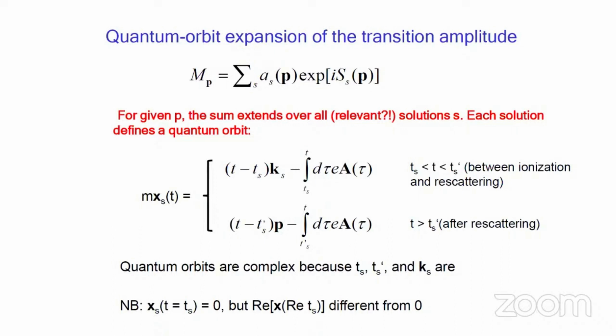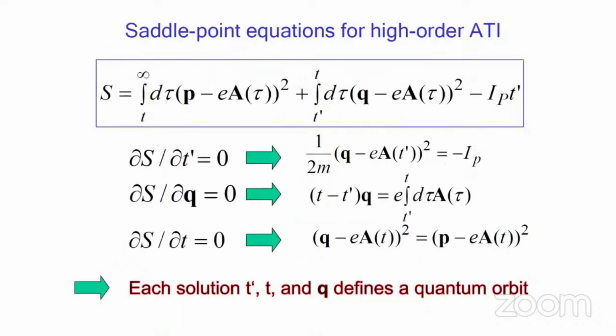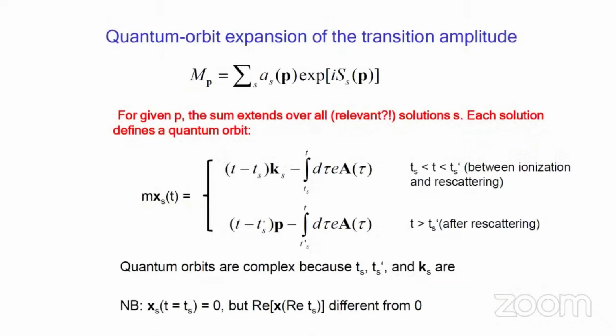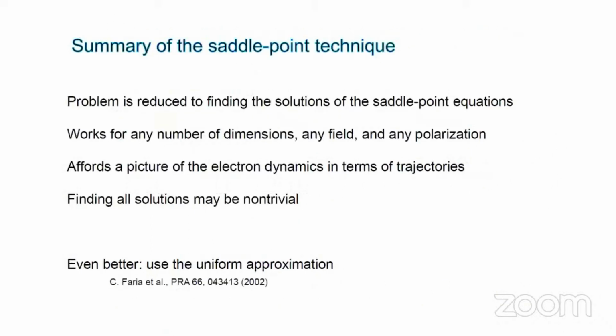They are complex because of the minus sign here. Invariably, they are all complex. The real parts give orbits. And the nicer thing is that now the problem of doing this 5-dimensional integral has been reduced just to finding the solutions of the nonlinear saddle point equations.